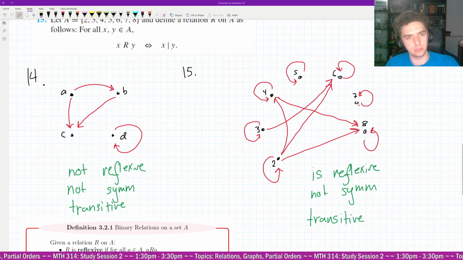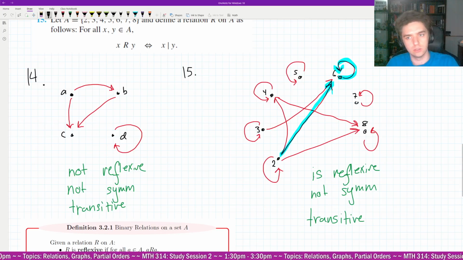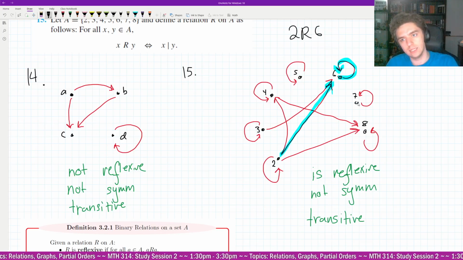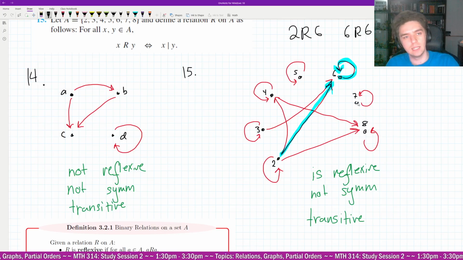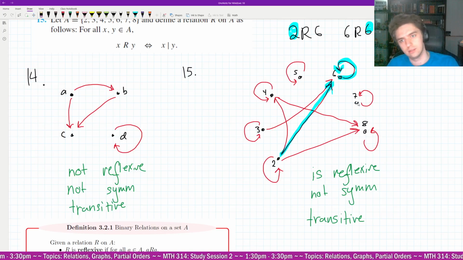So, okay, I think what you're saying is, because we have 2 to 6 and 6 to 6, that would imply, so we have 2 to 6. Well, I'll use the actual 2R6 notation. Since we have 2R6 and 6R6, this would imply that we have to have 2R6, which we do. That's the first one, right? We have 2R6. So not 3, nothing, yeah, okay.